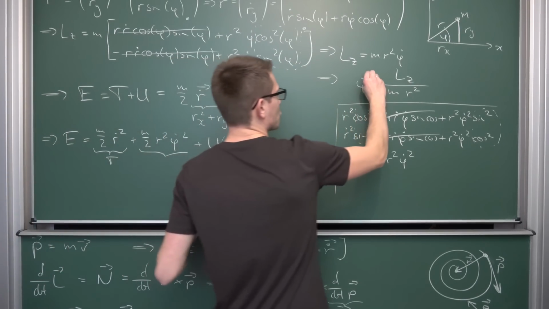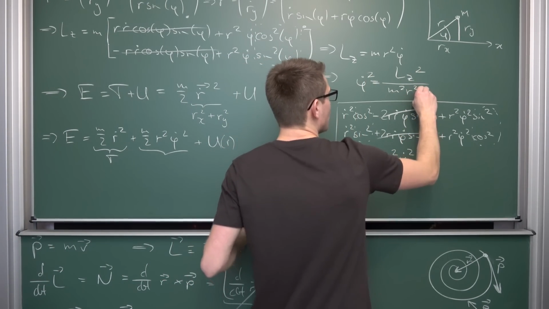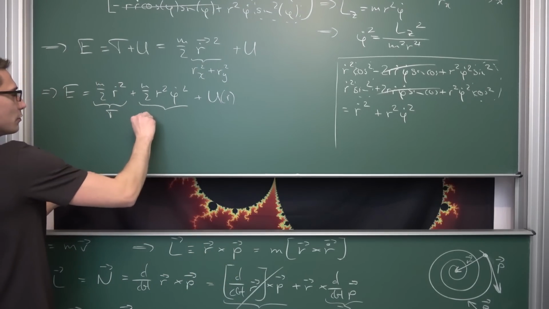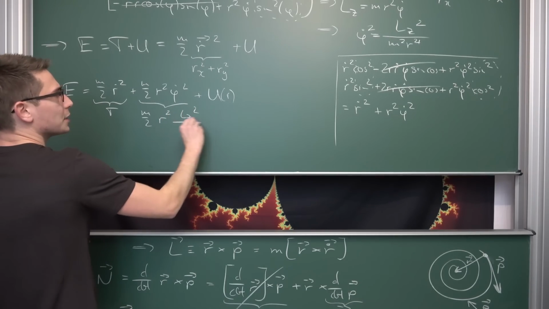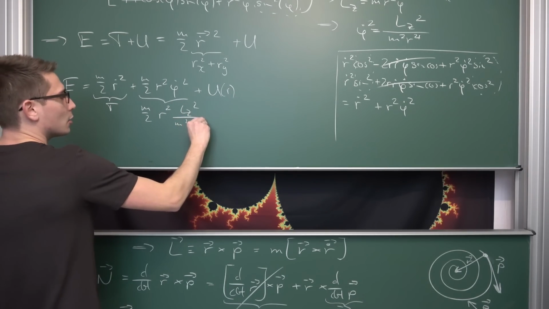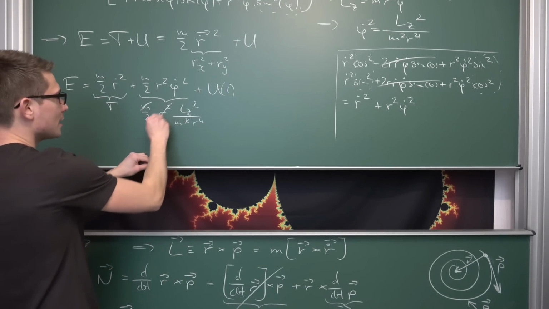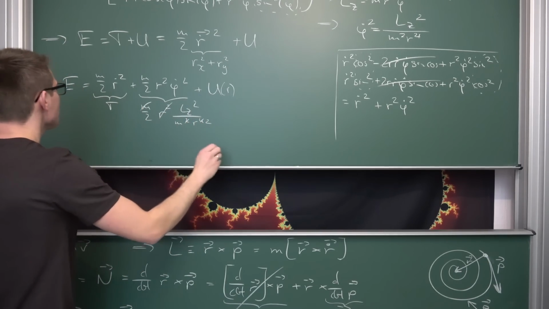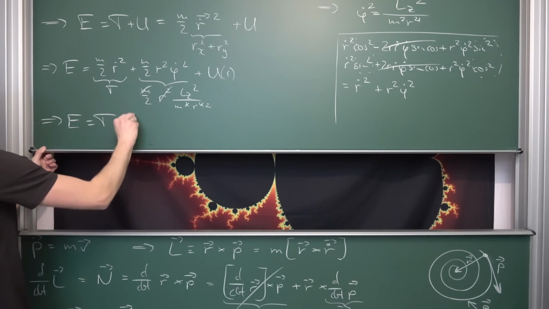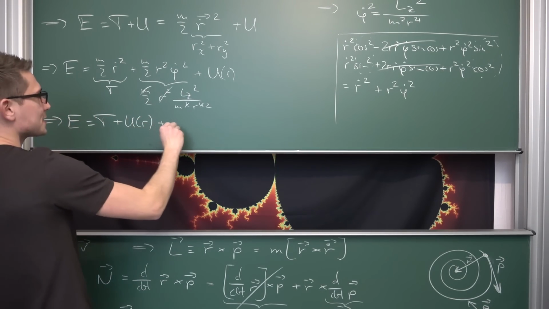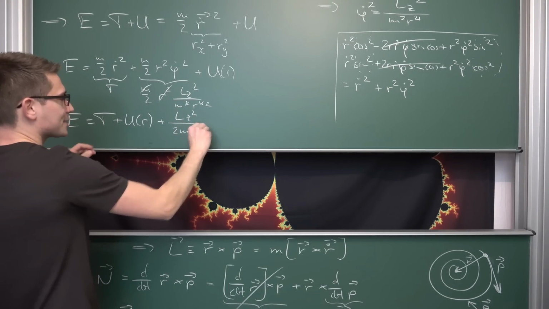If we have phi dot squared, this is going to result in Lz squared over m squared r to the 4th power, leaving us with m over 2 and then r squared and then Lz squared divided by m squared r to the 4th power. The m and m are going to cancel out down here, r squared, and this is going to turn into a 2, leaving us overall with E being nothing but T plus U of r, and then plus, now something strange, Lz squared divided by 2mr squared.